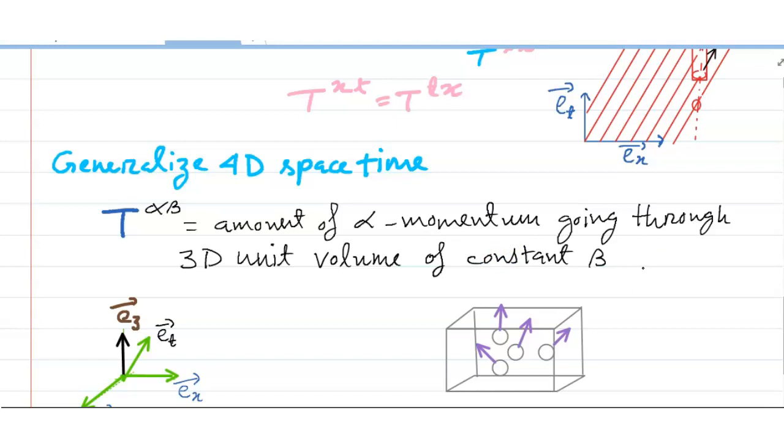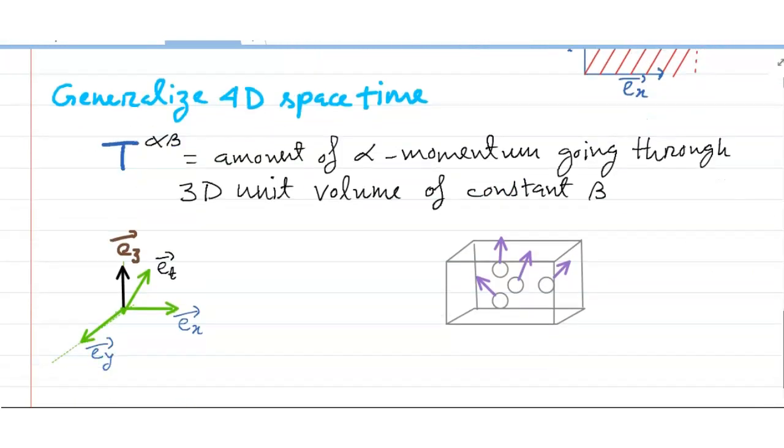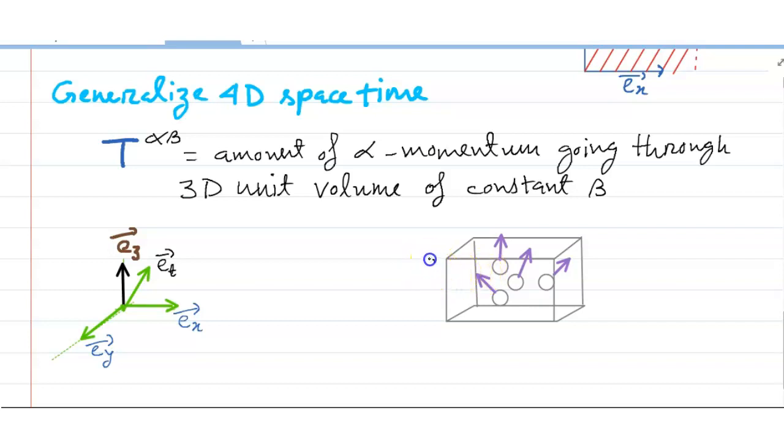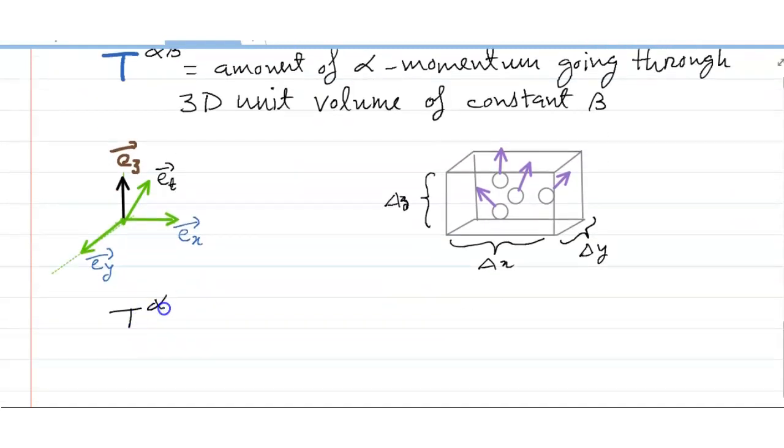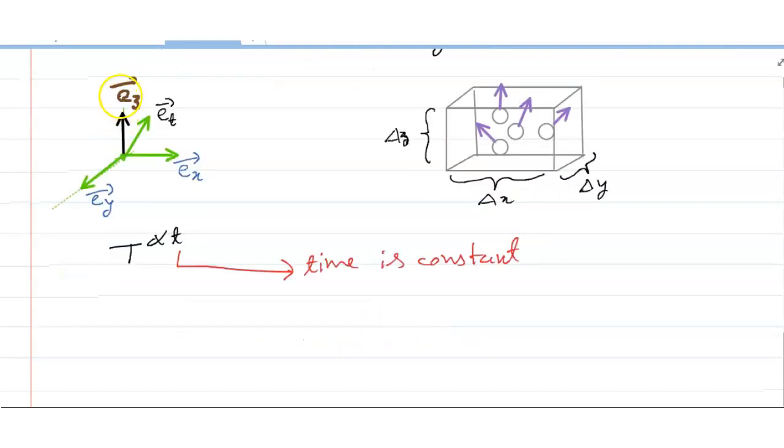Instead, if we take an xyz box, so friends, we take an xyz box. This is the unit del z, this is the unit del x, and this is the unit del y. If we take an xyz box of unit volume at some constant time, then time is constant, T alpha t. Here time is constant.